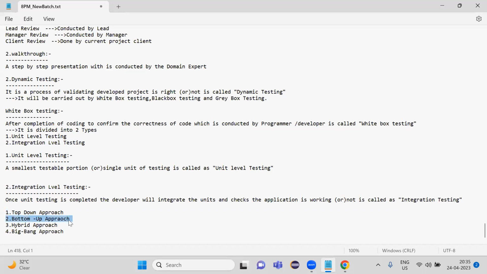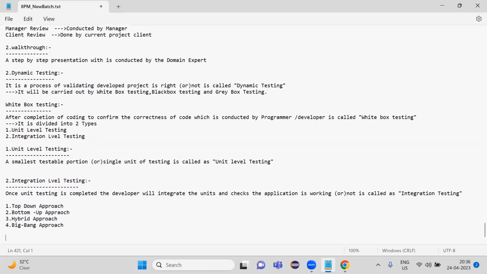It will follow the bottom up approach by using drivers. With the help of drivers, they will conduct testing. That is called the bottom up approach. What is the hybrid approach? It is a combination of top down and bottom up approaches. Clear? What is the big bang approach? After completion of 100% coding, conducting integration testing is called the big bang approach. Clear, guys? Understanding what I am saying?